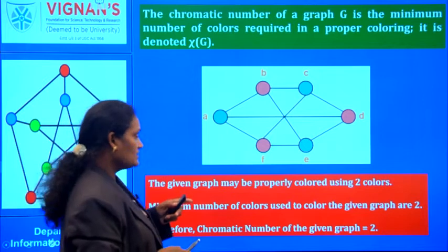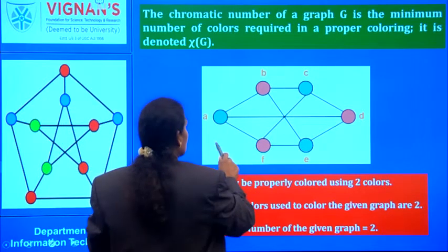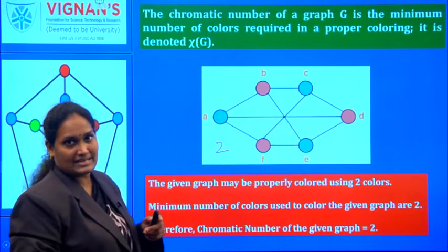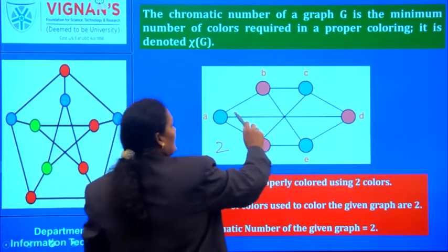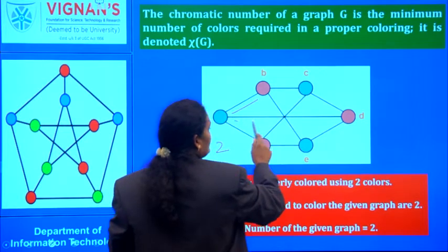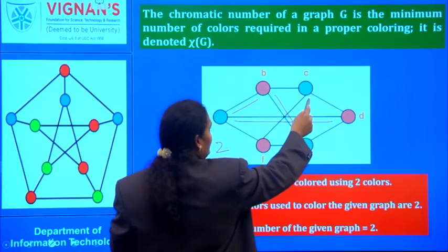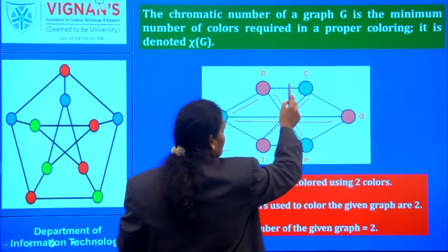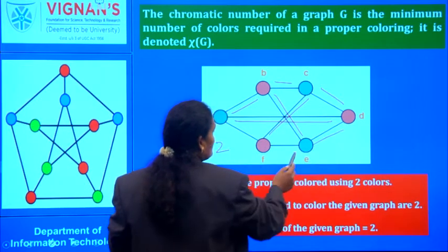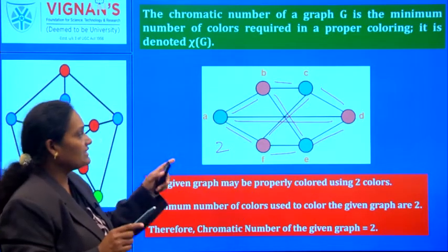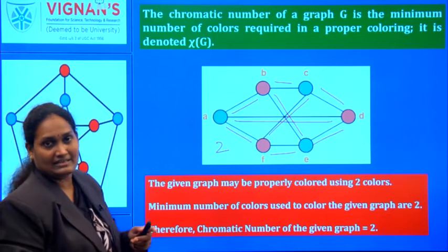Now here if you observe this graph, I can use a maximum of 2 colors to color the vertices of this graph. These two are adjacent having different colors, these two are having different colors, and so on. If you observe any two adjacent vertices, those are having different colors. That is, we have properly colored the graph.